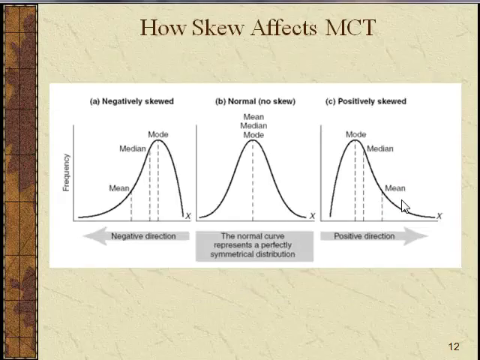Here's another demonstration of how skew affects measures of central tendency. Again, you see how the mean gets pulled out the farthest, the median next, and the mode hangs in the middle. If there is no skew, the mean, median, and mode will all line up exactly in the middle of the symmetrical curve.